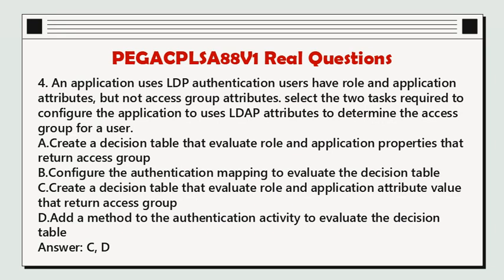A. Create a decision table that evaluates role and application properties that return access group. B. Configure the authentication mapping to evaluate the decision table. C. Create a decision table that evaluates role and application attribute values that return access group. D. Add a method to the authentication activity to evaluate the decision table. Answer: C, D.